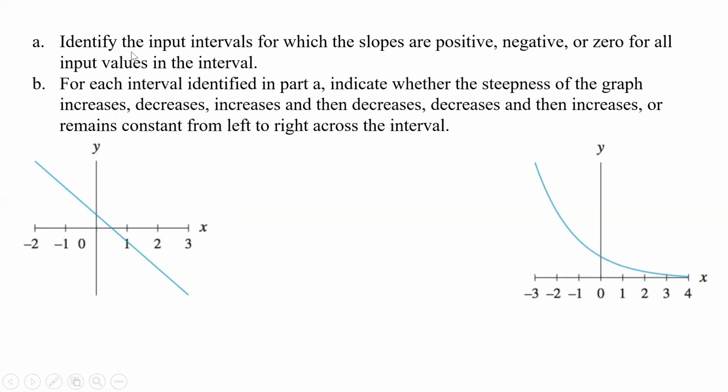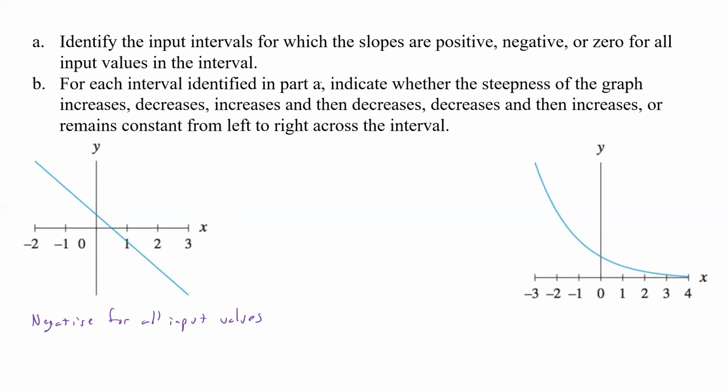All right, so again, we're supposed to identify the input intervals where its slope is positive, negative, or 0 for all the input values. Okay, well, what about this one? Well, the slope here for this is continuously negative, so it's going to be negative for all input values. So that one, we don't have to switch anything. It's just always going to be negative.